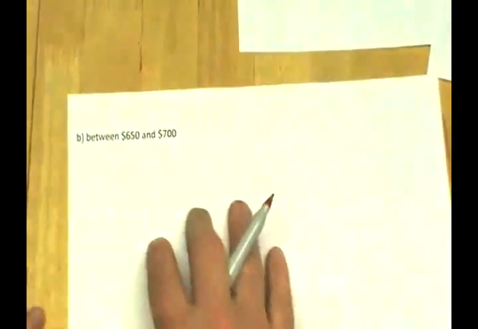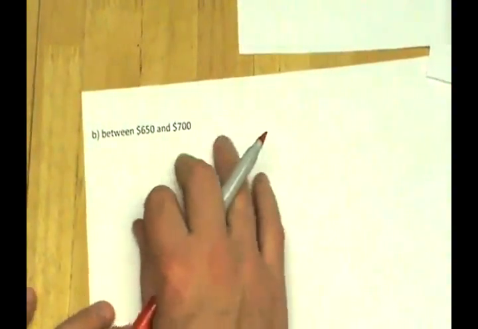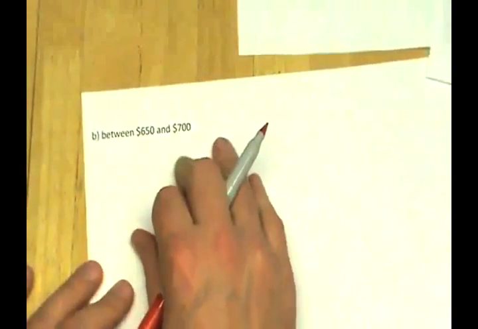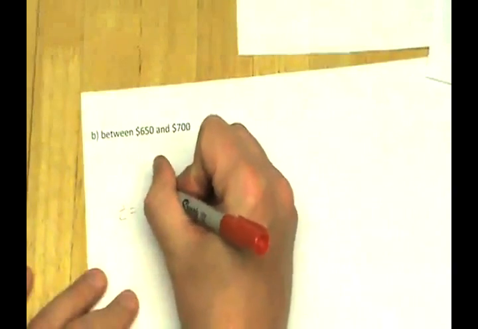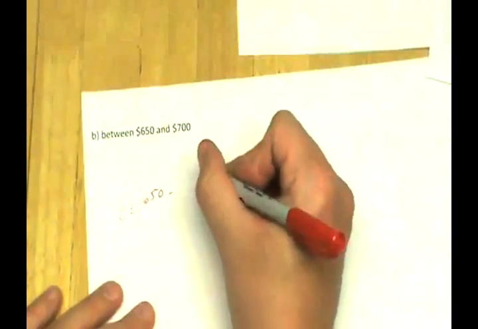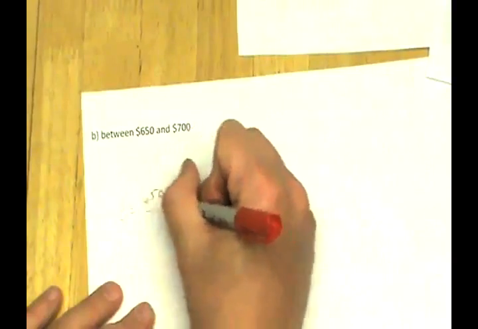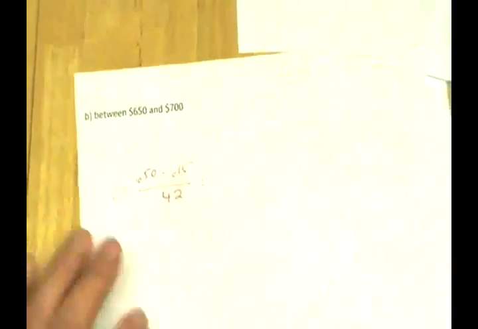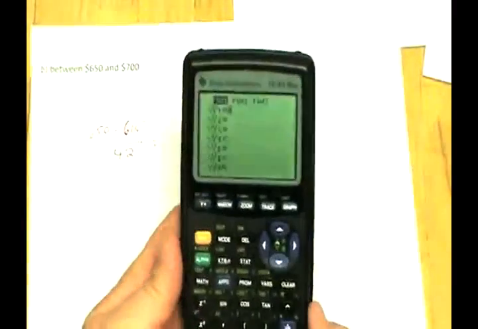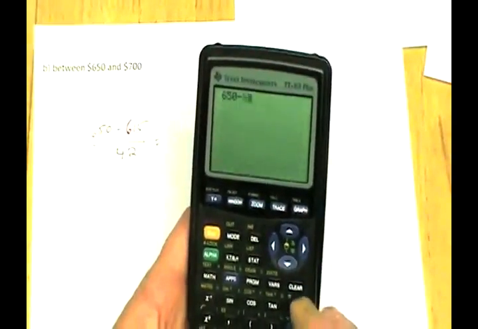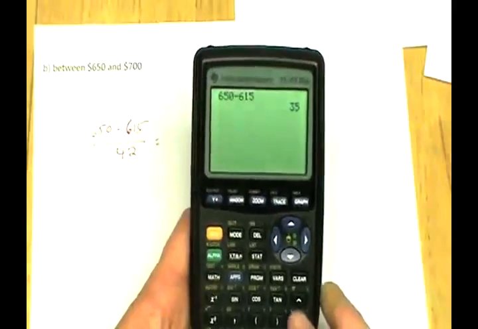All right, last one here. From the same question, what's the chance that the spending on cleaning, repairs, and maintenance is between 650 and 700? So separately, the z-score for 650. Data, 650. If you recall, the mean is 615. The standard deviation was 42. So 650 minus 615 divided by 42. 0.83.